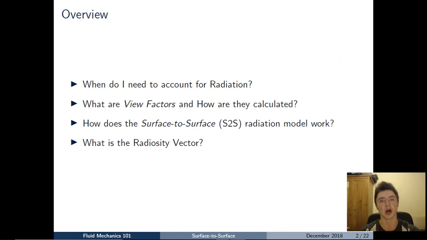So just to give you an overview of what I'm going to talk about today, I'm going to start by talking about when do I need to account for radiation in my CFD models. I'm then going to look at what are view factors and how are they calculated. Then I'm going to move on to look at the surface-to-surface radiation model specifically, and I'm going to finish off by talking a little bit about the radiosity vector, because that's something you may see mentioned in your CFD manual or in the user guide.